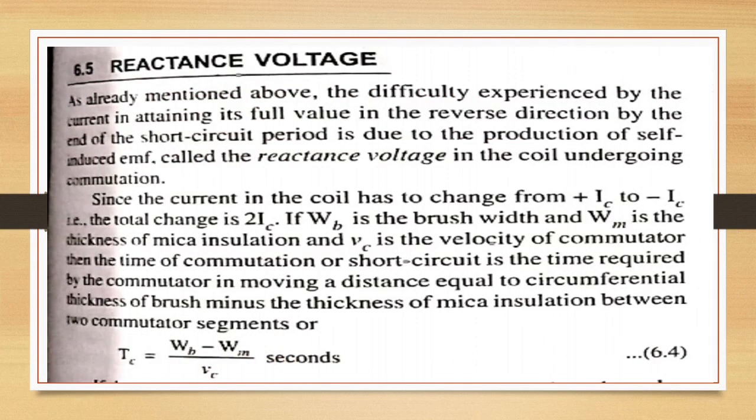The difficulty experienced by the current in attaining its full value in the reverse direction by the end of the short circuit period is due to the production of self-induced EMF, that is the reactance voltage, in the coil undergoing commutation. The current in the coil has to change from plus I to minus I, and the total change in current is 2I. If Wb is the brush width, Wm is the thickness of mica insulation and Vc is the velocity of the commutator, then the time of commutation or short circuit is the time required by the commutator in moving a distance equal to the circumferential thickness of the brush minus the thickness of mica insulation between two commutator segments, or Tc equals (Wb minus Wm) by Vc seconds.